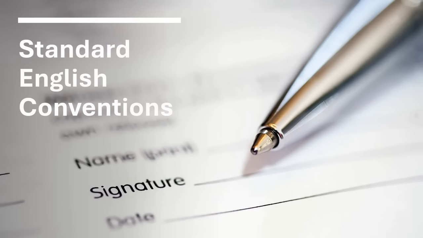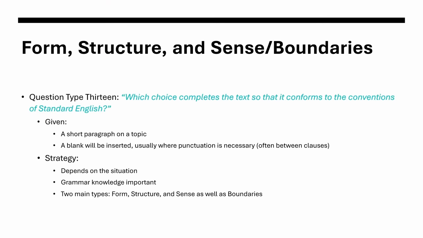Now, the last thing we're going to look at is grammar. Grammar is super important. It's literally like half of the test, so you need to make sure that you have these grammar questions down. Form, structure, and sense, and boundaries. These are the last things that you need to know for your SAT. Which choice completes the text so that it conforms to the conventions of standard English? That is a mouthful. What that means is which one is grammatically correct.